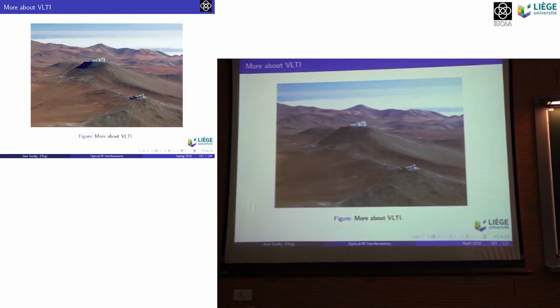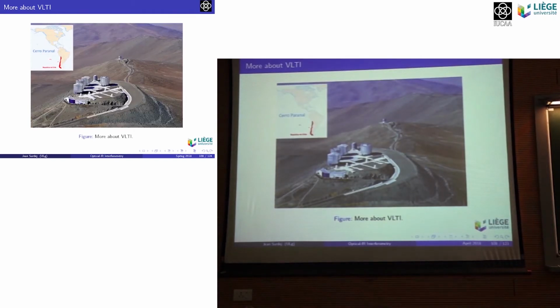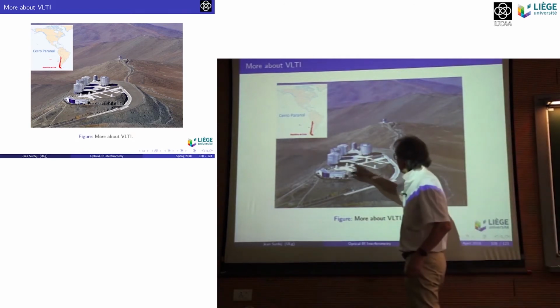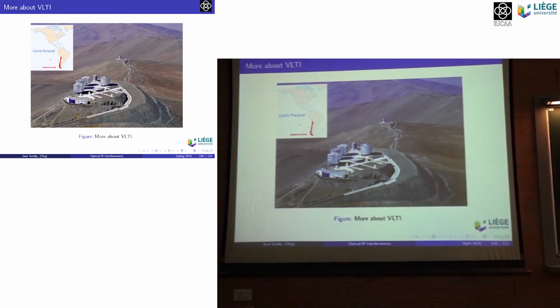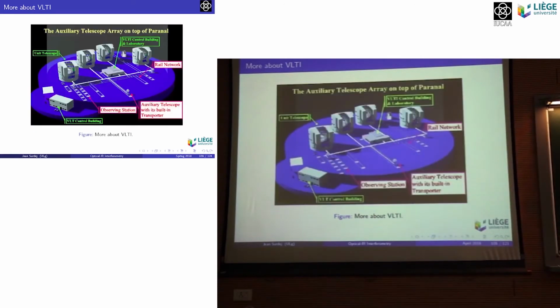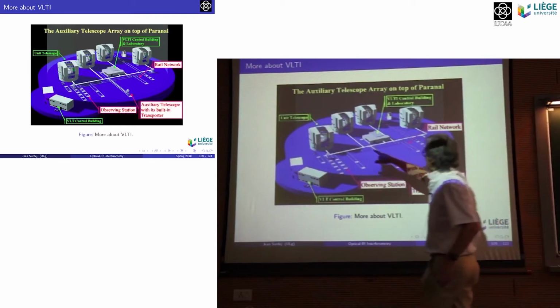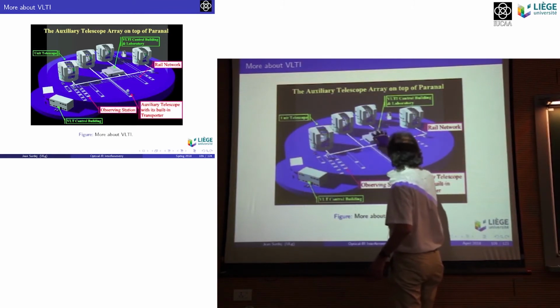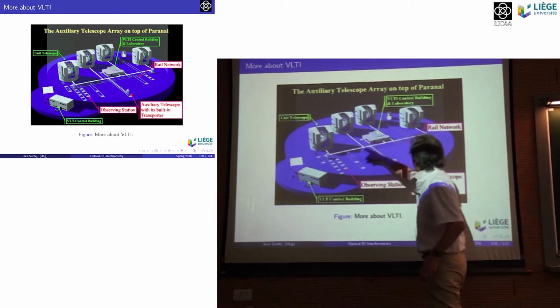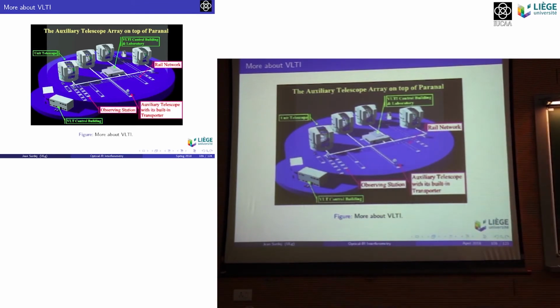Now I come back to the VLTI. You see, it looks very nice. Is it really worth going once to Chile and visiting the site? Here is a better view. I remind you, these are the four big telescopes which are fixed. They cannot be transported. And here are the auxiliary telescopes, which are regularly moved from location to location for better coverage of the UV plane. At a distance, you see the VST, a survey telescope. Here again, we see the tunnels through which the light gets to the focus of the VLTI. And it is along these very long tunnels that you have the delay lines that I spoke about last time.